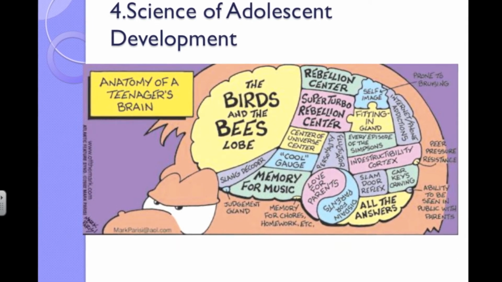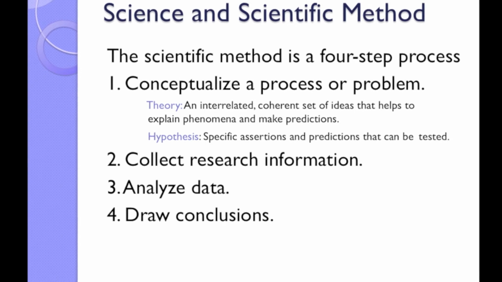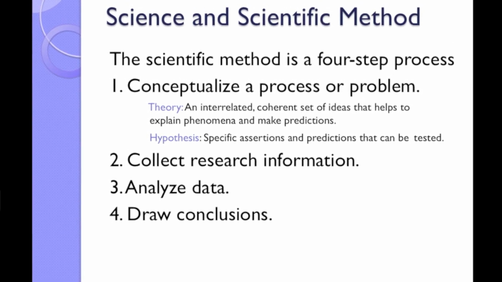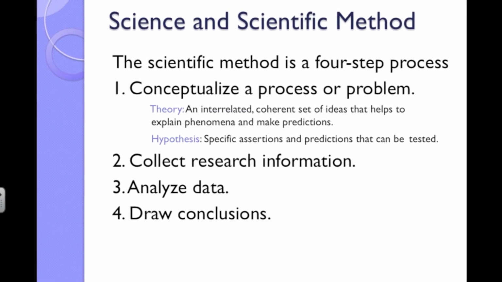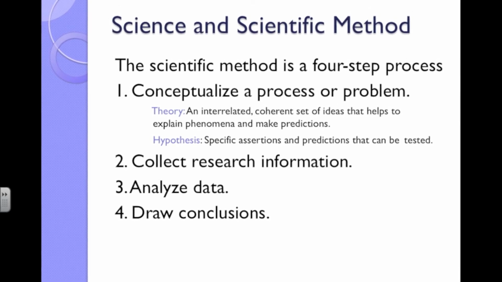Now let's move on to the science of adolescent development. As the textbook outlines, science is not defined by what it investigates, but how it investigates. By following the scientific method, a four-step process, we can better understand the topic being studied. In our case, using the scientific method allows us to understand adolescence.